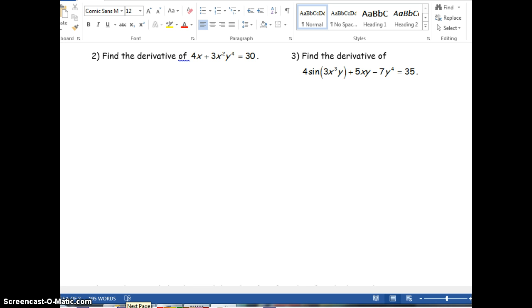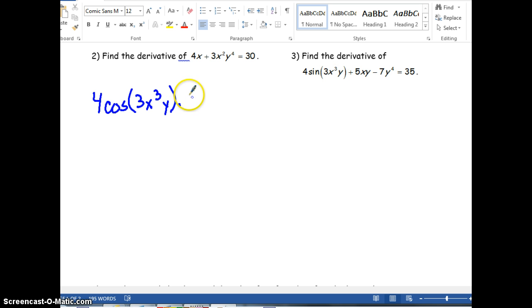So 4 times sine of 3x to the third y. When I do that, I'm going to end up with 4 times the cosine of 3x to the third y. Again, when you take the derivative of a trig function, you first have to do the exponent. There is not one there, so you go to the trig function. That is done. The number out in front just comes along with it. Following chain rule now, now I have to find the derivative of the inside.